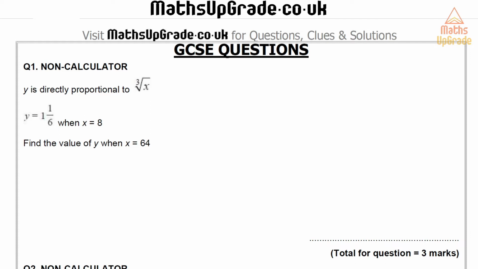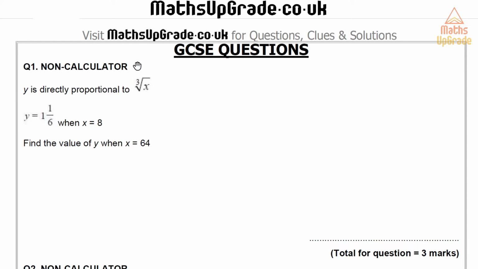The first set of questions here are all non-calculated questions. The first one's worth 3 marks. It asks us to find the value of y when x equals 64. We're told that y equals 1 1/6 when x equals 8, and we're told that y is directly proportional to the cube root of x.